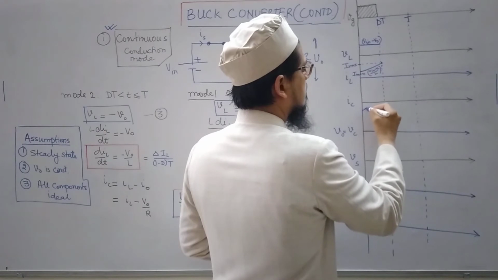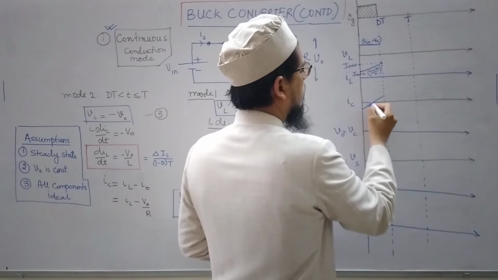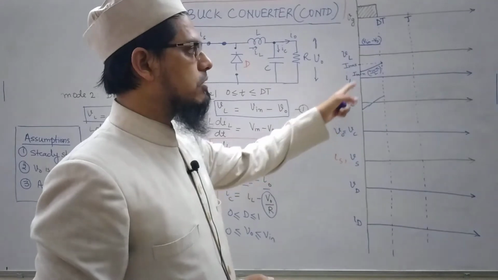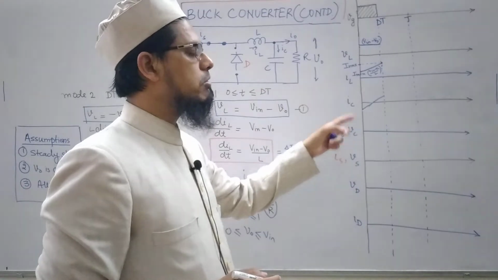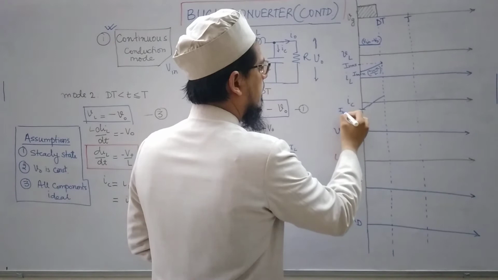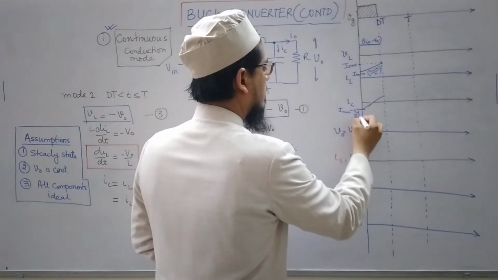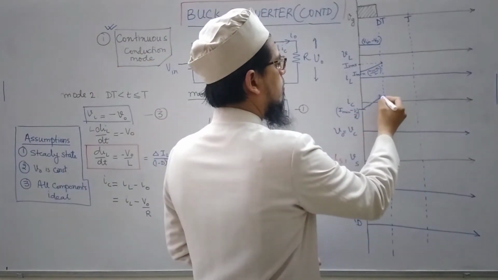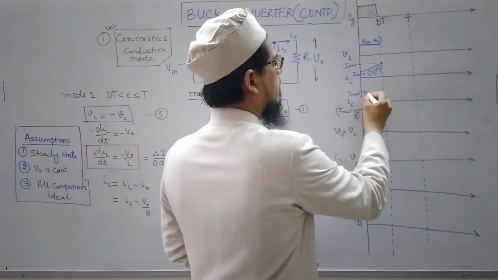So let's say that we obtain this type of waveform. The slope of this current would be the same as the inductor current, only the difference would be that it would be starting from this point, which is basically I minimum minus V naught by R, and it would be reaching this value, which would again be I maximum minus V naught by R.